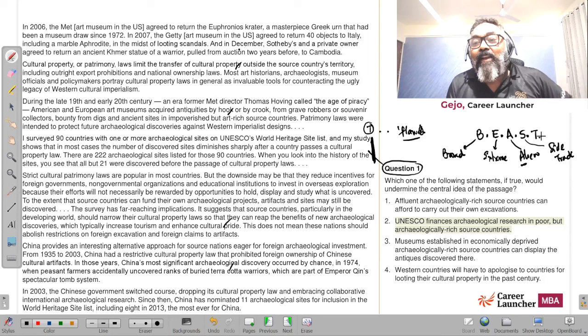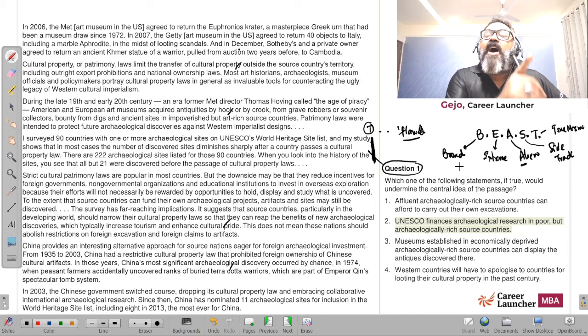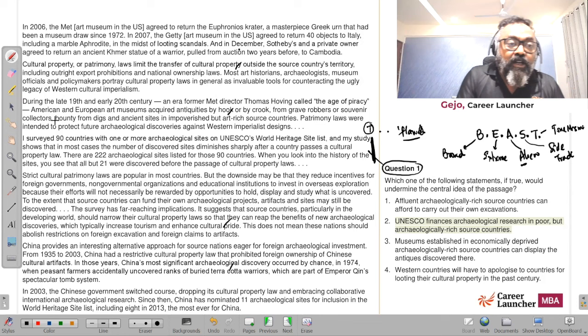And the last, but not the least, is a tone mismatch. If the author has not used abuse in the passage, the option cannot use abuse. So identifying flaw is crucial. So let's start with question number one.